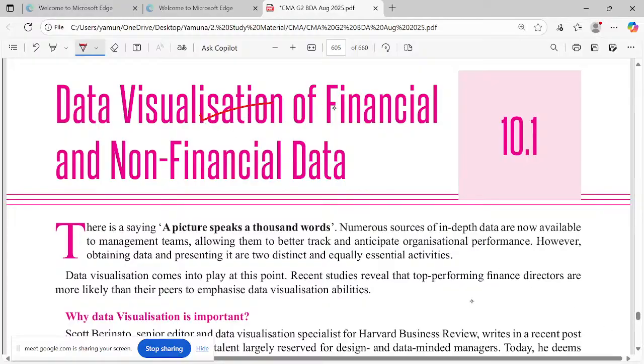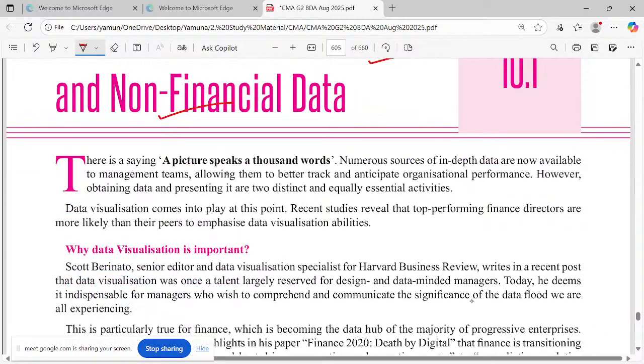10.1. Data visualization of both financial and non-financial data. So here we have a picture speaks 1,000 words. If you give something in pictorial form, definitely it will give you more details. Even an illiterate, in the sense that I'm not talking about someone who has not gone to school, you may not have literacy over science knowledge, as a doctor has. Illiterate in the sense that you're not having the expertise knowledge. Even they can understand.